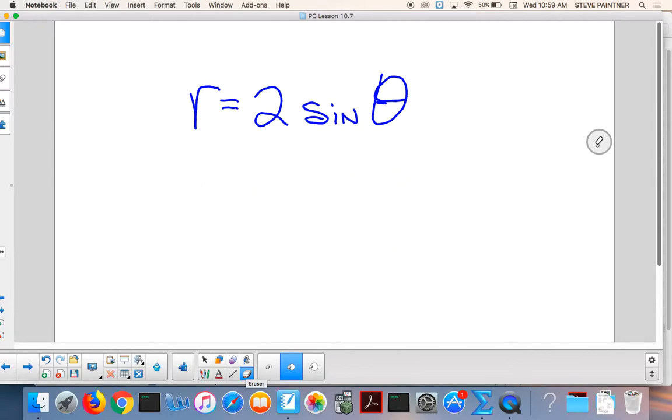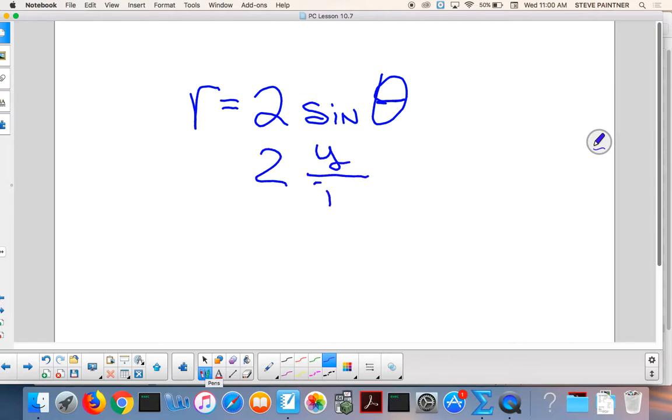Mandy, did you try something different? I substituted sine theta with y over r. Okay, where is she getting that from? Right here. She's saying sine of theta is just y divided by r. So she's going with that direction. And then what here? I multiplied by r. Okay, she left r alone. And then she says, well, if I go like this times r, r's are out.